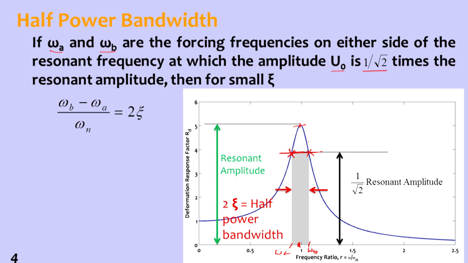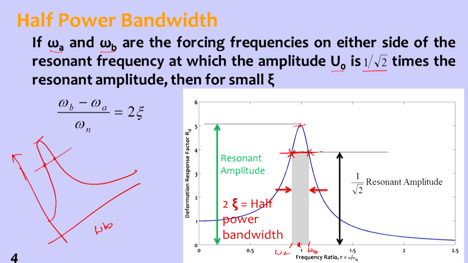Let me explain once again. We have this resonant response curve, and this is the peak. Take that peak value and multiply by 1 by root 2, then mark a line at that value. This point is omega A and this point is omega B. Then omega B minus omega A divided by omega n is a known value, and that is equal to 2 times zeta. So with this curve also we can find the damping present in the system.